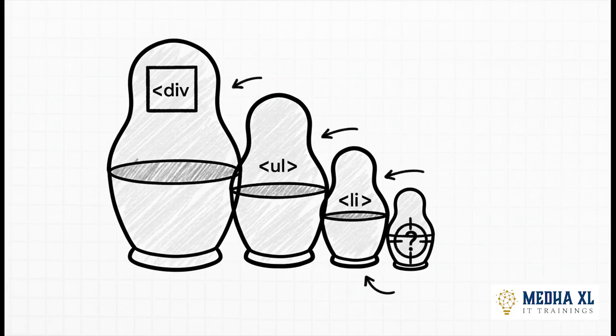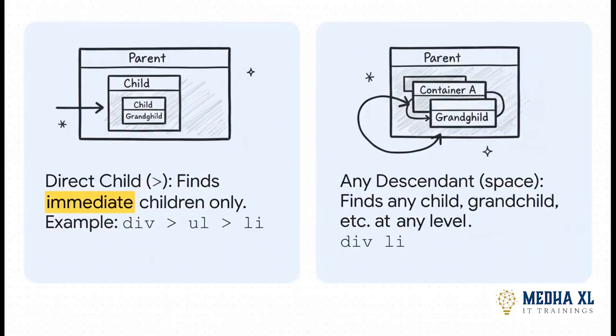You know, web pages are basically just boxes inside of more boxes, kind of like those Russian nesting dolls. So what if you need to find a specific list item, but only if it's inside that main navigation bar and not somewhere else on the page? CSS gives you two great ways to navigate this. The greater than symbol, think of that as the strict parent. It only finds an LI that is an immediate child of a UL, which is an immediate child of a div. But a simple space, that's way more relaxed.